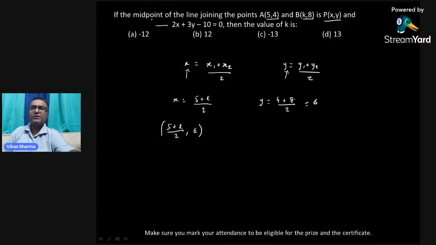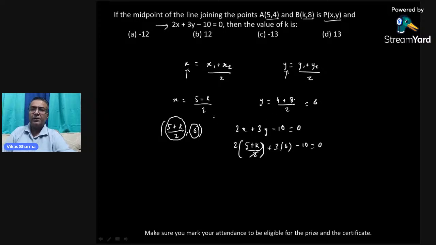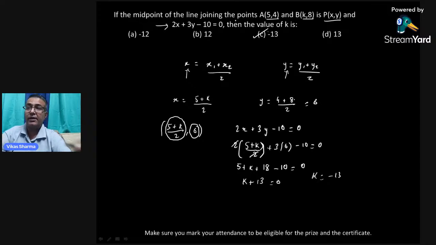Now it says that 2x plus 3y minus 10 should be equal to 0. That means if we take this as the value of x and this as the value of y and subtract 10 from it, then the answer should come out to be 0. So let's do that. 2 times 5 plus k upon 2 plus 3 times y, which is equal to 6, minus 10 should be equal to 0. The 2 and 2 can get cancelled here, so that means 5 plus k plus 3 times 6 is 18, 18 minus 10 is equal to 0. So k plus 18 and 5 is 23, 23 minus 10 is 13. So k plus 13 is equal to 0. Therefore, if we subtract 13 from both sides, k should be equal to minus 13. So yes, C is the correct answer.